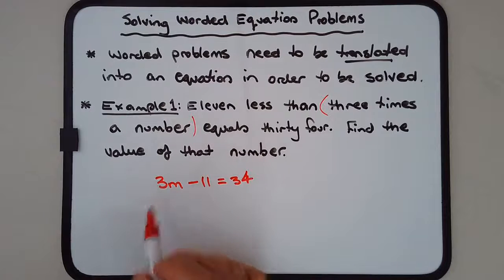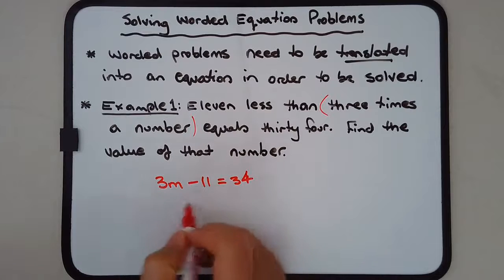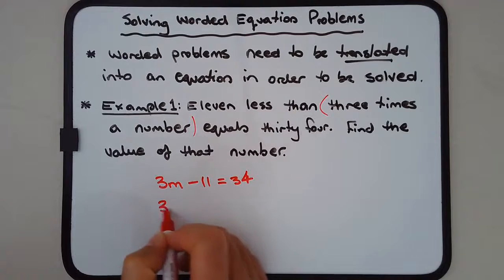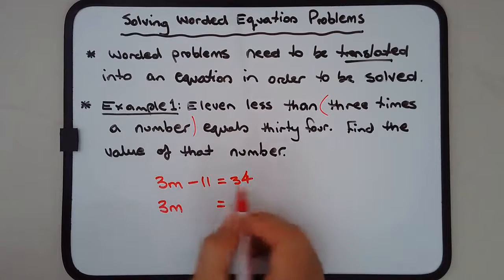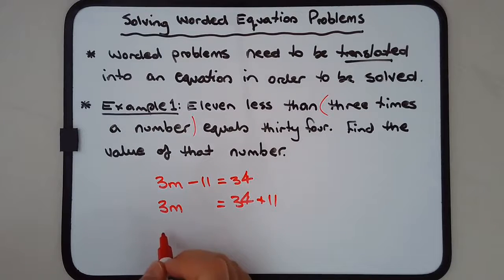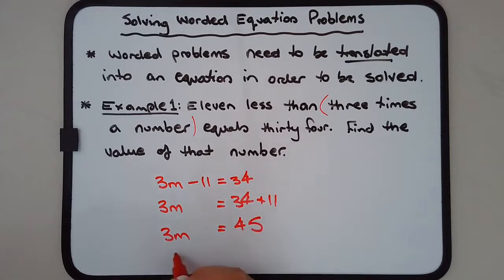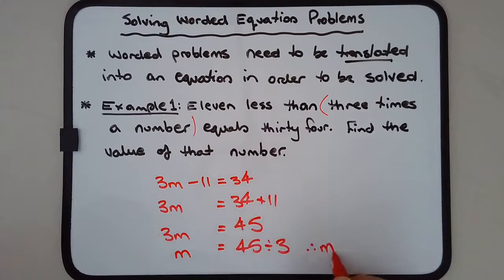This is a 2-step equation, so we'll use 2-step methods to solve this. We'll move the negative 11 over to the other side, so hopefully you still remember how to do this. Leave the 3m alone. The 34 is in the right spot. We're going to move the negative 11 over. It's going to become positive 11. So 3m is equal to 45, and we're going to divide the 45 by 3. Therefore m is equal to 15. Find the value of that number, therefore m equals 15, and we could leave it at that.